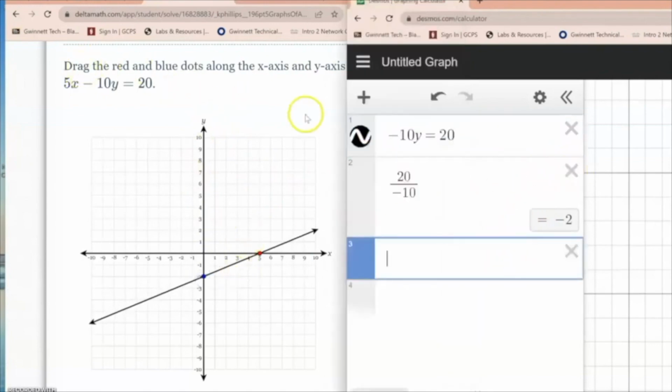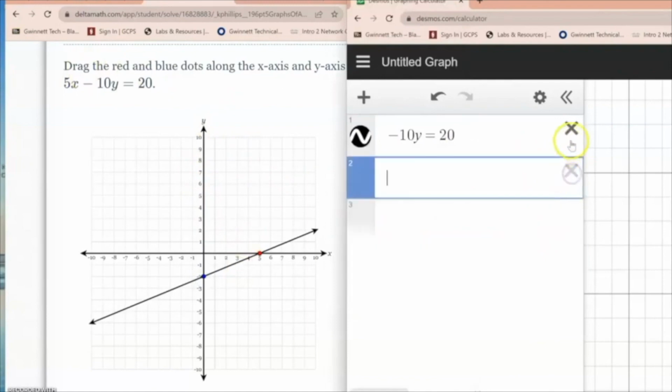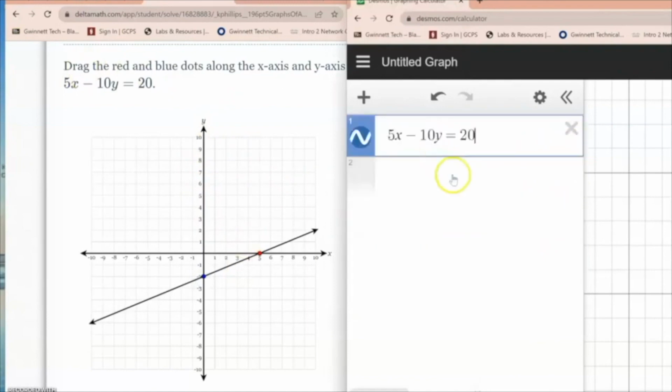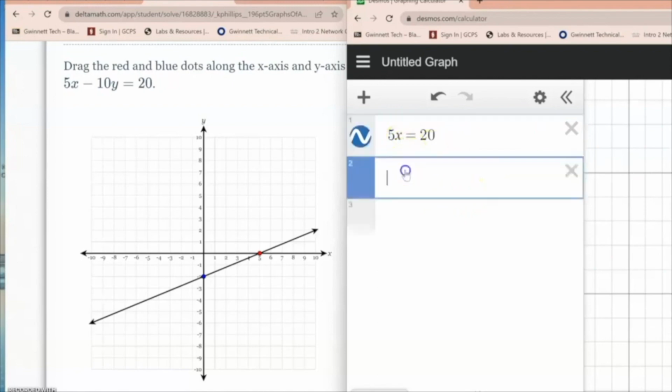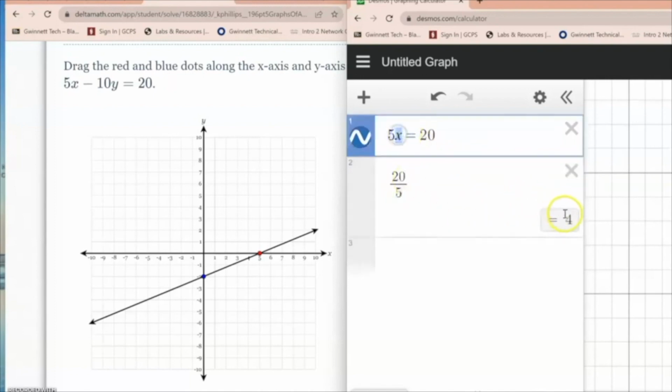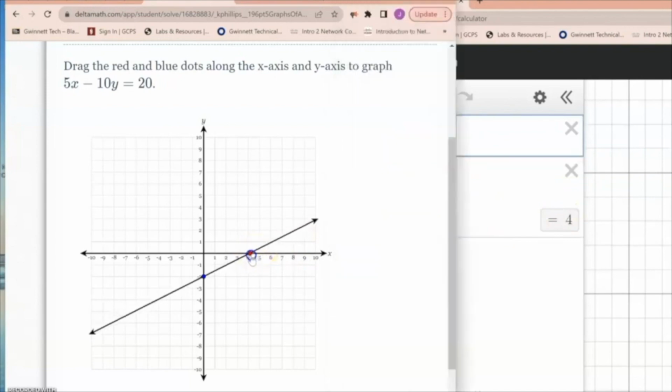I'm going to repeat the same thing, this time for x. So here's the question twice. I took out x before, so now I'm going to take out y. I cross that out and solve this equation: 5x equals 20. You divide both sides by 5, so that's 20 divided by 5, which is 4. So x is equal to 4.